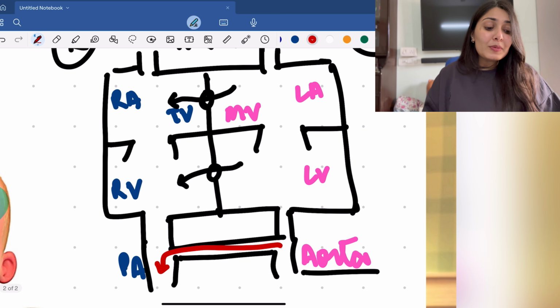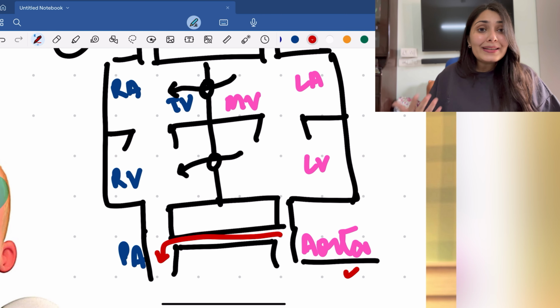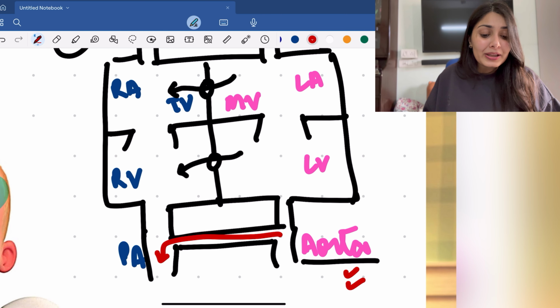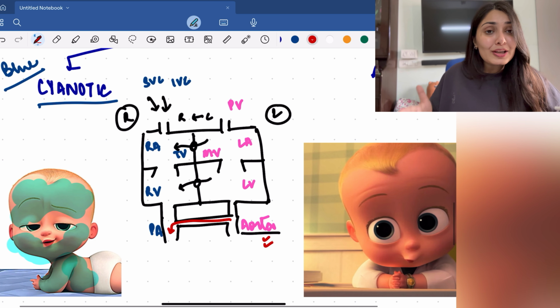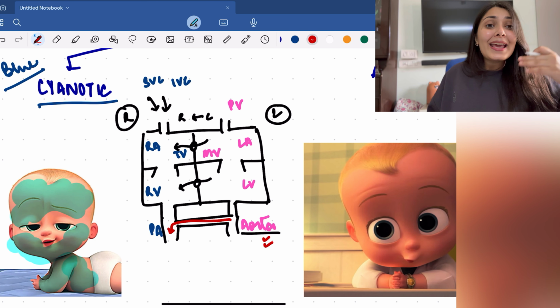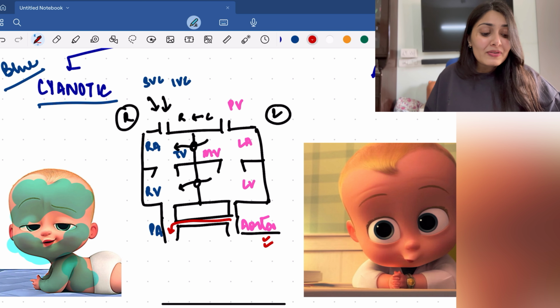In this, my systemic circulation is going to receive only oxygenated blood. So what type of heart disease would be there, cyanotic or acyanotic? My systemic side is getting oxygenated blood only. This is acyanotic heart disease. My baby will stay pink.